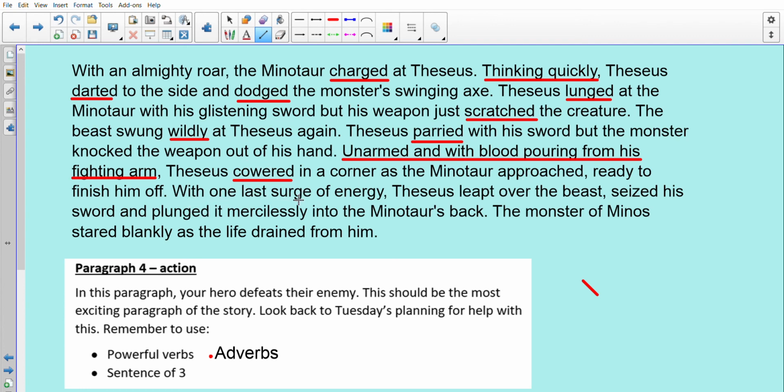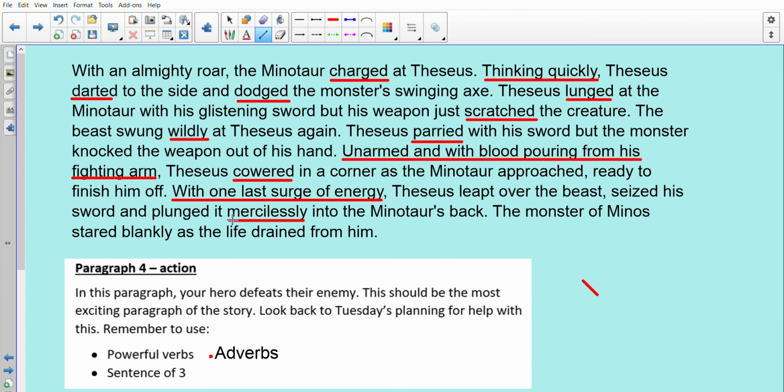With one last surge of energy, another fronted adverbial, Theseus leapt over the beast, seized his sword, and plunged it mercilessly into the Minotaur's back. Okay, now that is a sentence of 3, isn't it? He does 3 things in one sentence just to speed up the action. Theseus leapt over the beast, that's 1. Seized his sword, that's 2. And plunged it mercilessly into the Minotaur's back. That's the 3rd thing he does. And we've also got an adverb there, haven't we?